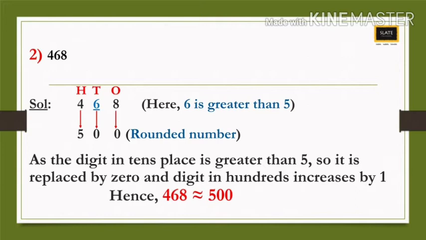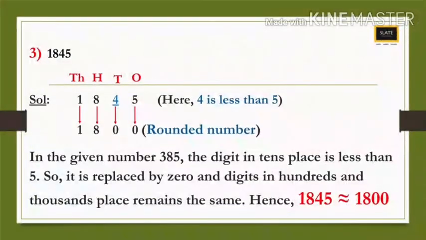Understood? Let's see finally one more sum, and I hope this time you should estimate the answer before I tell it. And the question is: round off to the nearest hundred the number 1845. Okay, now in the number 1845, what is the ones place digit? Yes, 5. So it is replaced by 0.